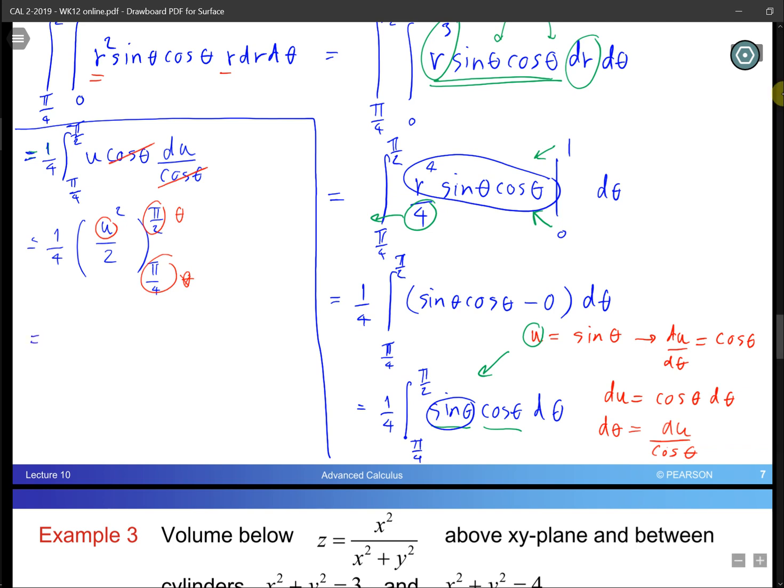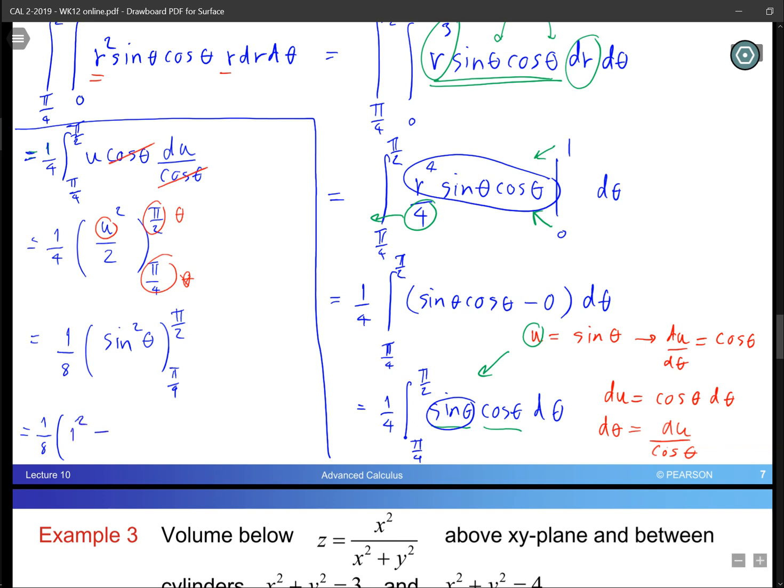So you have here 1 over 4. I'm going to take 2 out, 2 becomes 1 over 8. So this is u squared, equal to sine theta squared. Now you can evaluate this at pi over 4 and pi over 2. Okay, so everything goes in. 1 over 8 stays here. Pi over 2 goes in here. So sine pi over 2, that is 1. So we have 1 squared.